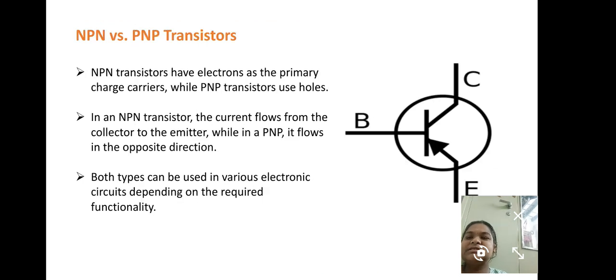NPN versus PNP transistors. NPN transistors have electrons as the primary charge carriers, while PNP transistors use holes. In an NPN transistor, the current flows from the collector to the emitter, while in PNP, it flows in the opposite direction. Both types can be used in various electronic circuits depending on the required functionality.